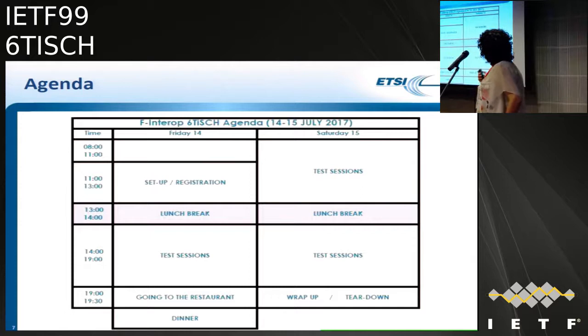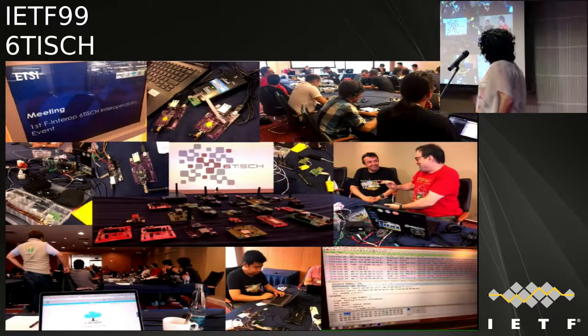And as I said, the event ran for a day and a half. We had an initial setup phase as usual, and then three main test sessions. And on Saturday, after everything was concluded, we had the final wrap-up session. This is to give you an idea of the fun that we had. So as you can see, we were happy to test the different implementations with many devices connected. Again, we had, as usual, the Wireshark detector that helped a lot. And we gave a demo session on F-Interop, how to use the online tool.